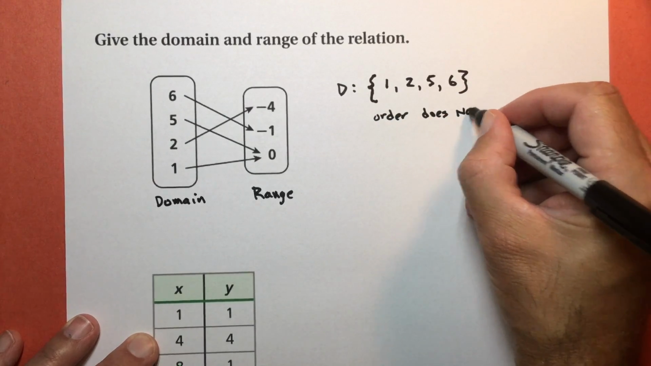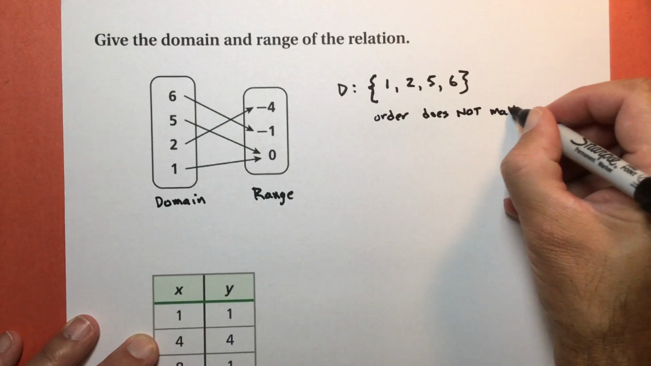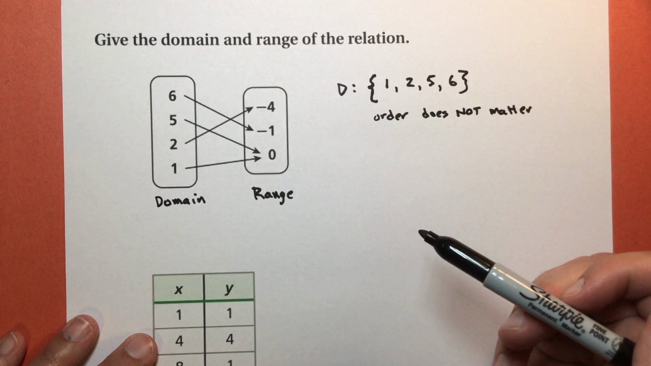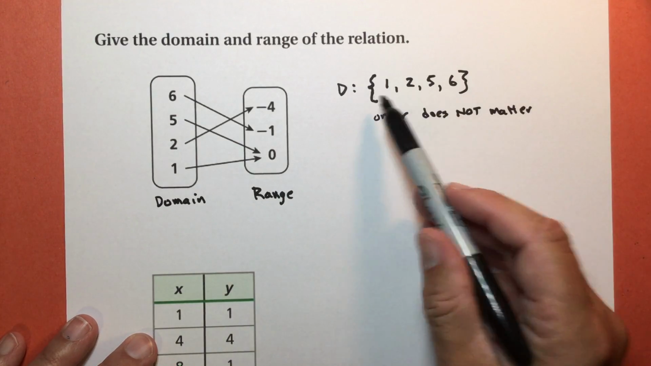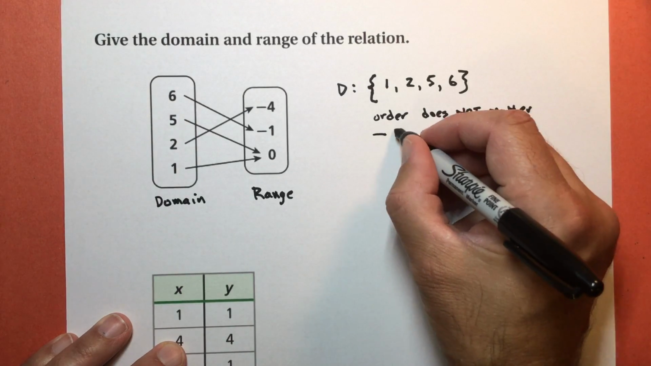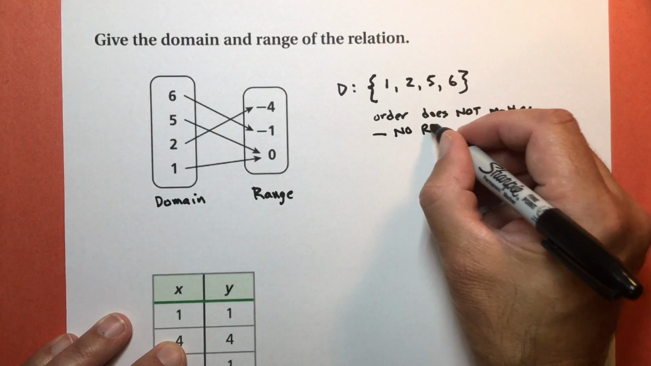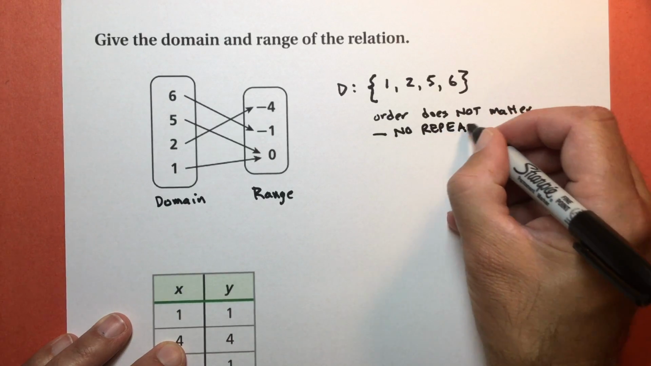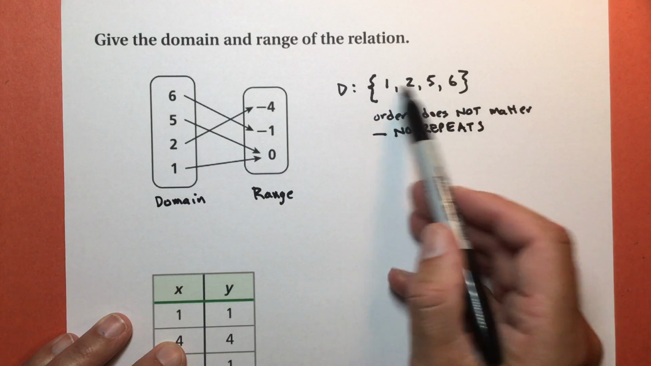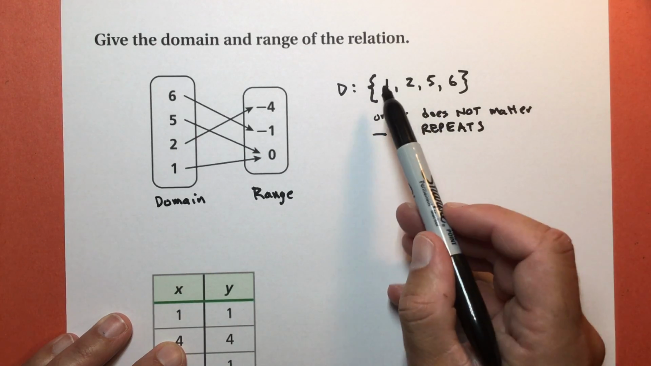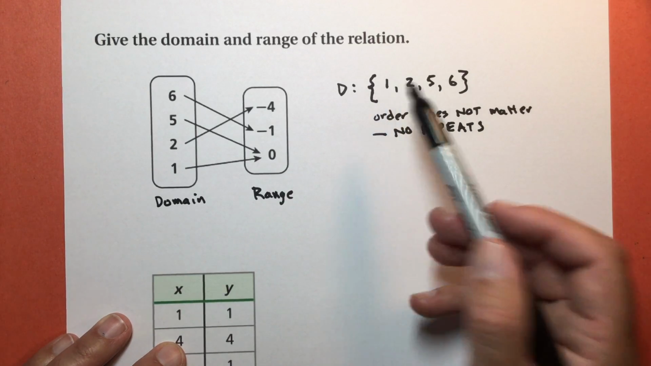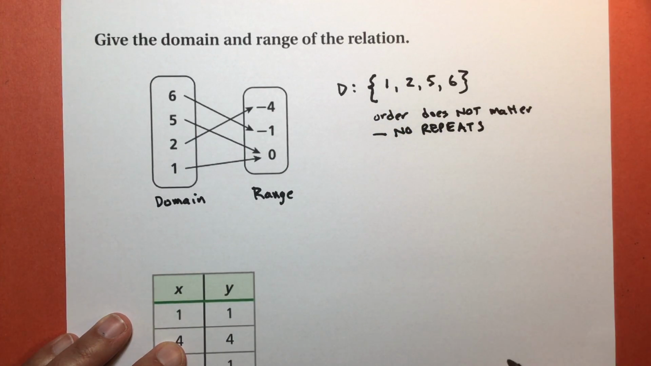Does not matter. So if you wrote 5, 2, 6, 1, that's good. You just have to have those numbers in there in any order that you want. However, one thing, no repeats. So I've only got 1, 2, 5, and 6 in there, and I don't have anything doubled up. So I don't have 1, 1, 2, 5, 6. So if you already have it in there, it's in there. You don't have to write it again.